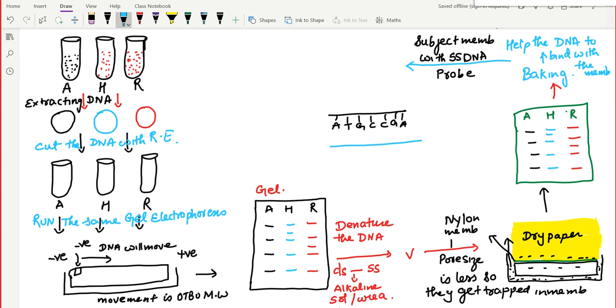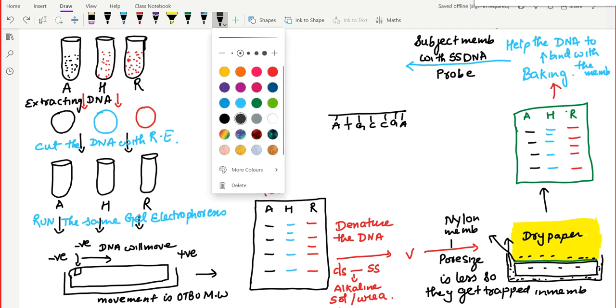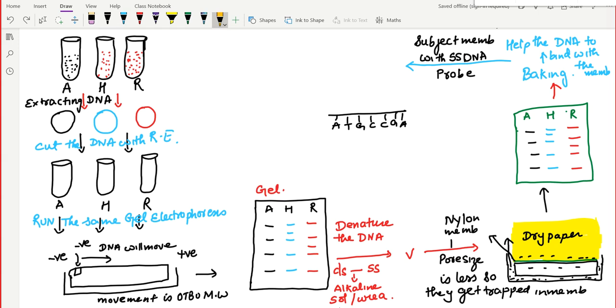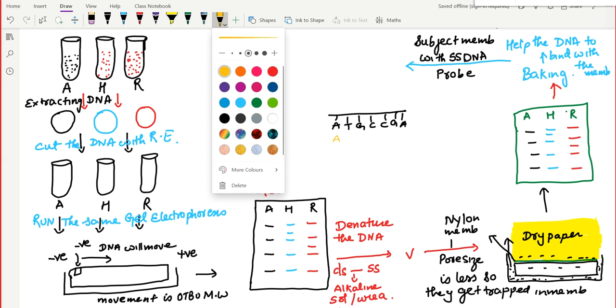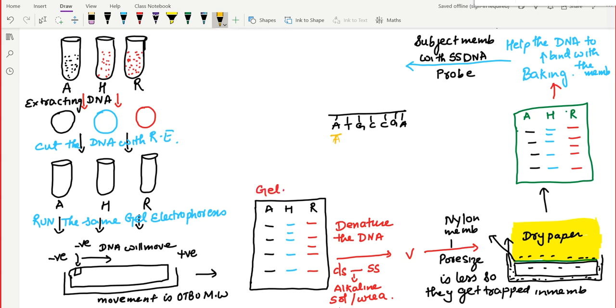Let me change the color for this one. One second. What color should we take? For example, let us take yellow. Okay, we synthesize a particular DNA strand which is complementary to this. So here it will be T, A, C, G, G, C, T, and along with this DNA sequence, we put a radioactive material. Now this strand which we have is called a single stranded DNA probe.